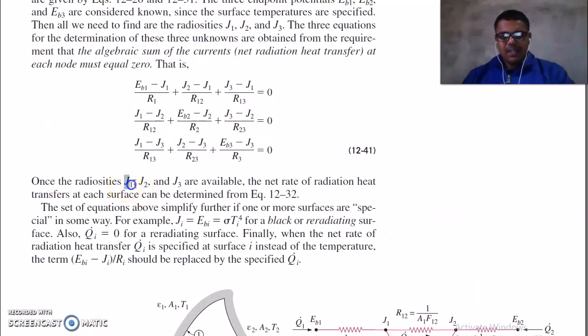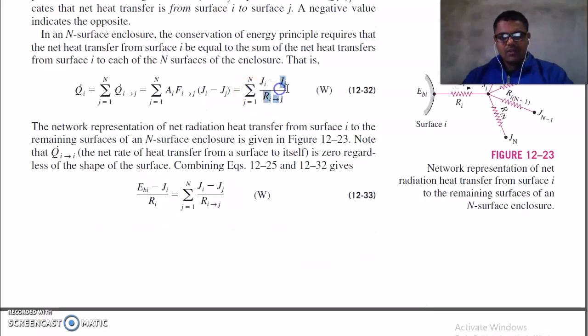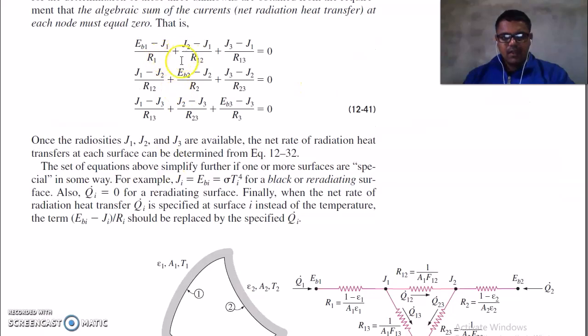Now if radiosities J1, J2, J3 are given, you can find the net radiation heat transfer at each surface from this equation. From this equation you can find the net rate of heat transfer if J1 and J2 are given. So the three equations will also be simplified if one or more surfaces are specified in some way.